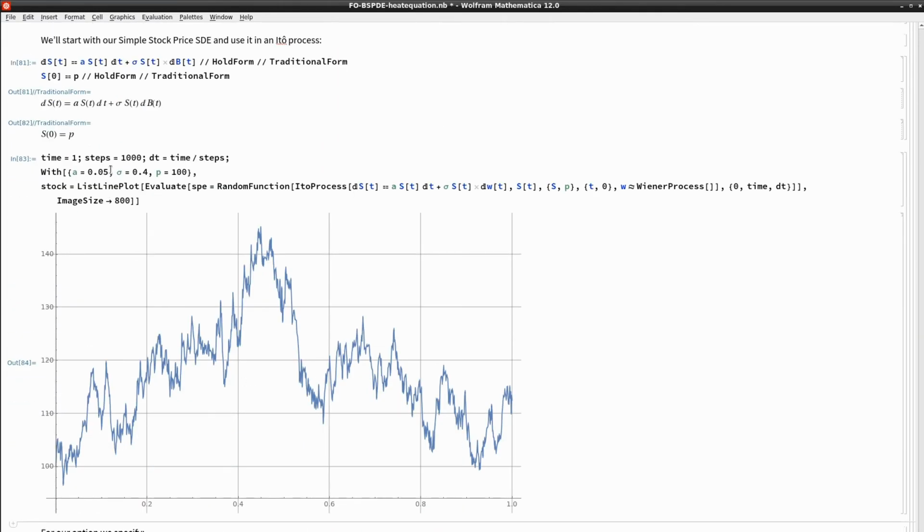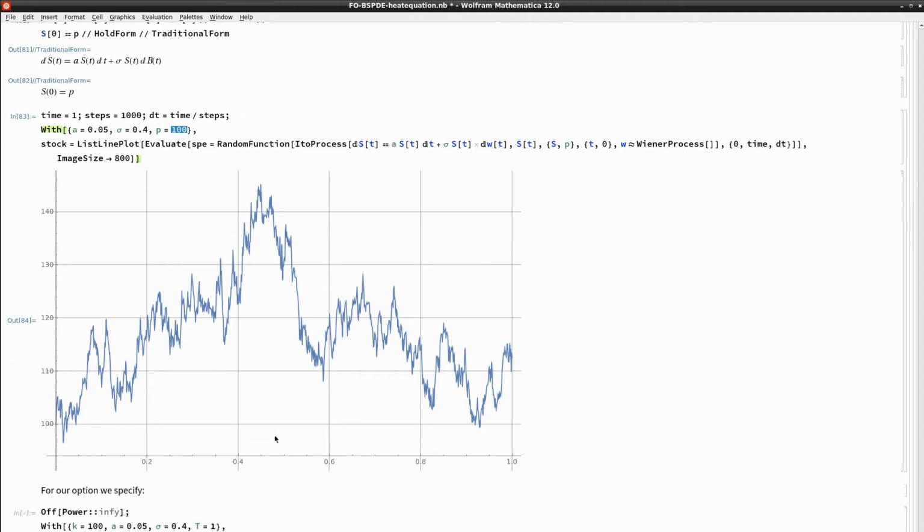And I'll also set a 5% rate for the appreciation or interest rate. We set, somewhat arbitrarily, 40% volatility. We start with a stock price of $100. And here we see our stock price evolution, and note that after 1 year the stock price ends at 110. We start at 100, and in this particular example we end at 110.